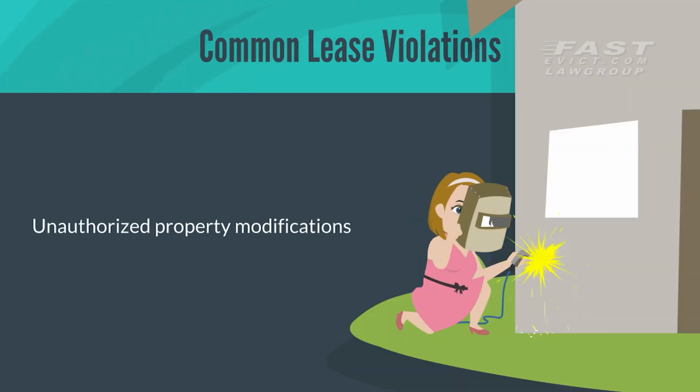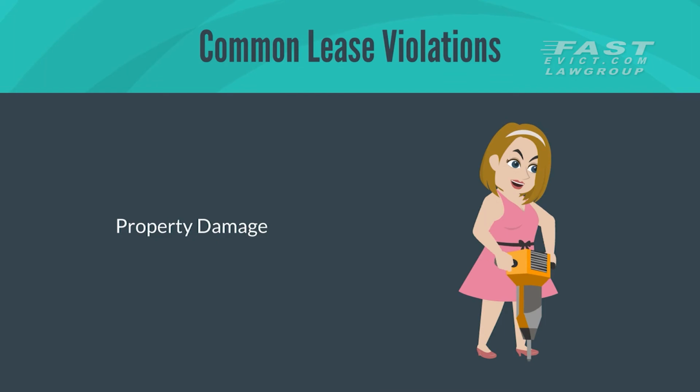Unauthorized property modifications. Changing locks without a landlord's permission, painting a living room wall, setting up security cameras, removing doors or window screens. These are all issues that can arise when it comes to unauthorized modifications. Property damage. When a tenant purposefully causes damage to the rental property.